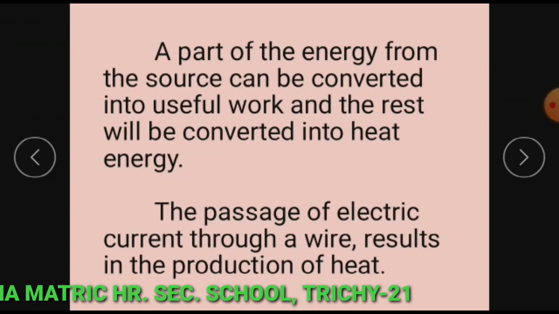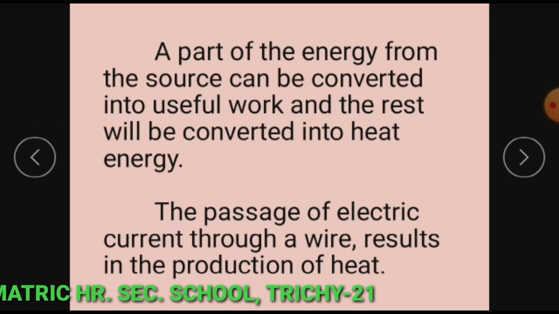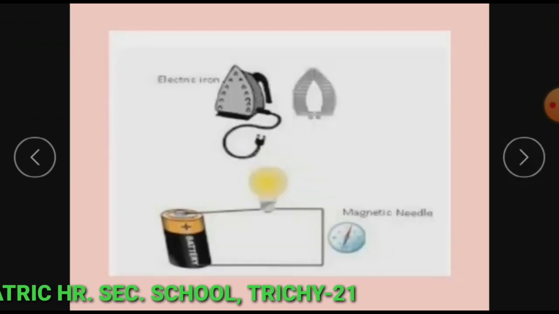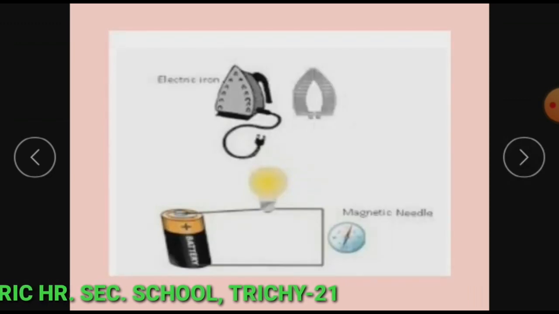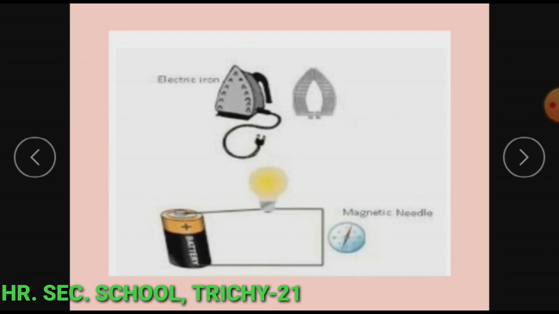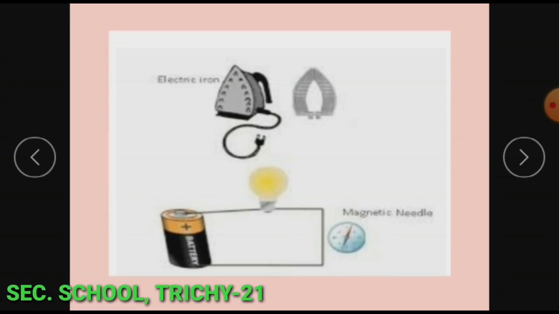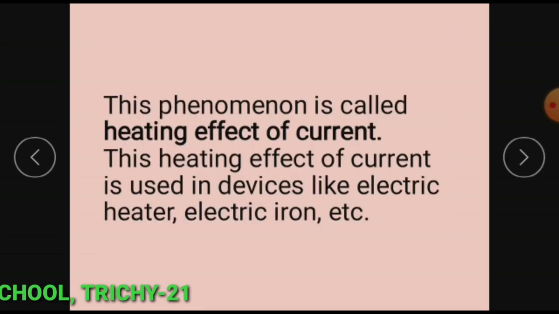A part of the energy from the source is converted into useful work and the rest is converted into heat energy. Thus, the passage of electric current through a wire results in the production of heat. This phenomenon is called the heating effect of current.